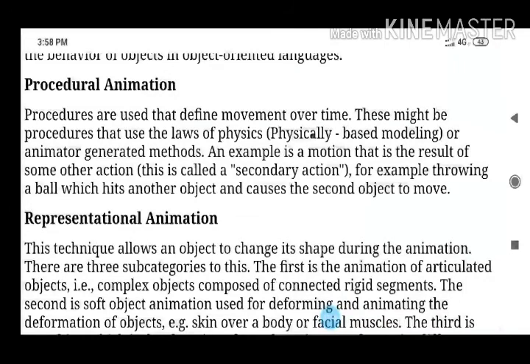This is called a secondary action. For example, throwing a ball which hits another object and causes the second object to move. So procedural animation, as I already told, is a sequence of movements over time. When the truck is moving with great speed, automatically dustbins fly in the air, and they fall on the head of a sleeping man. Here, many movements took place over time. This type of procedure is called procedural animation.